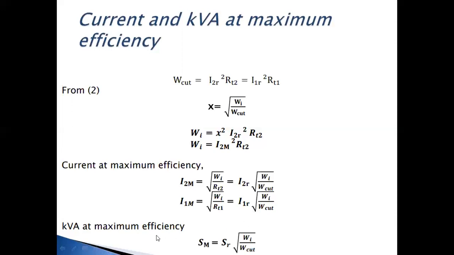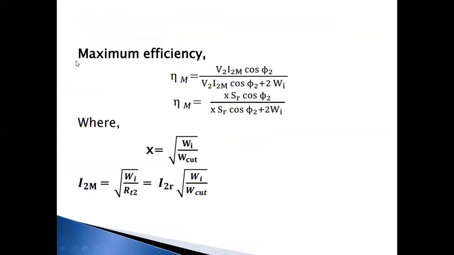So the kVA rating at the maximum efficiency, SM, equals SR times the square root of Wi by WcuT, the total copper loss. So the maximum efficiency can be given as eta m equals V2 I2m cos phi 2 over V2 I2m cos phi 2 plus 2Wi, because in the case of the maximum efficiency, the iron loss and the copper loss are the same. So we can write it as twice Wi, the iron loss.